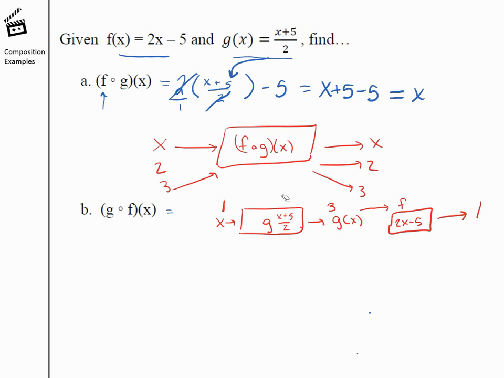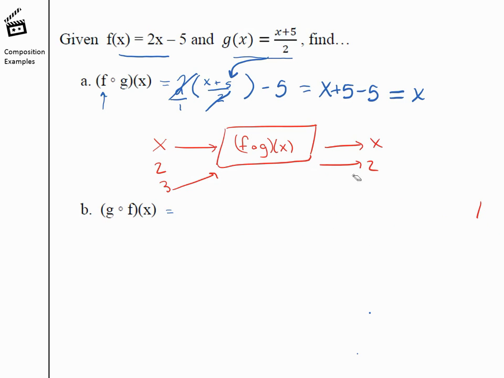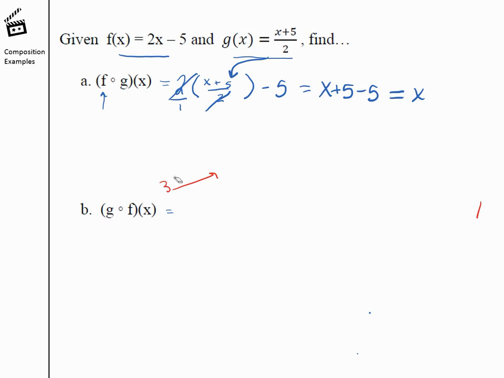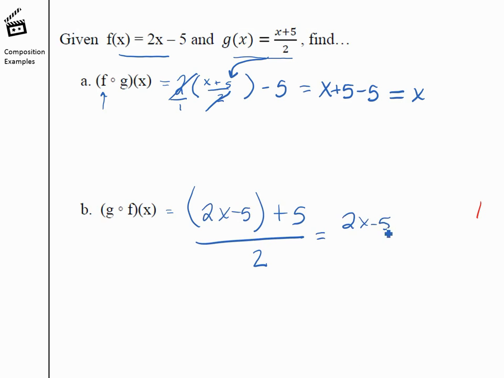Okay, let's get rid of a little bit of this. And let's look at g composed with f of x. So here, since g's first, we're going to write out g with parentheses where the x is. So (x plus 5) over 2. And now where those parentheses for x were, we're going to put in f, 2x minus 5. To be honest, here those parentheses aren't changing anything for us, so we can just write it as (2x minus 5 plus 5) over 2.